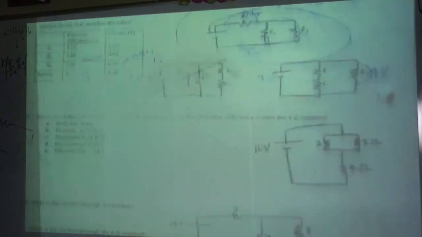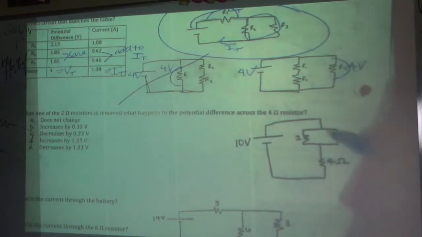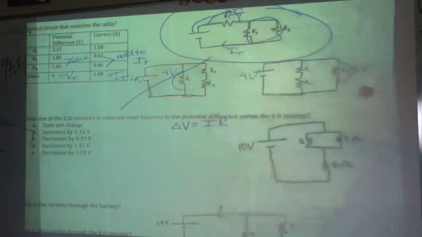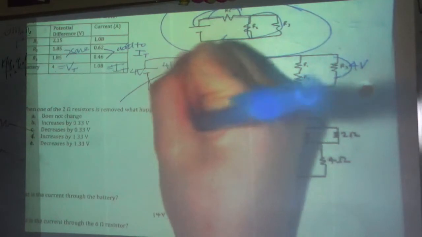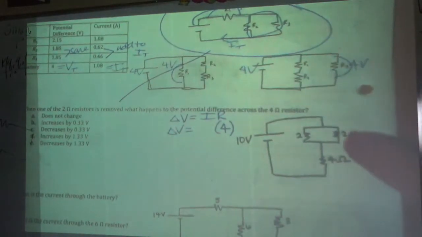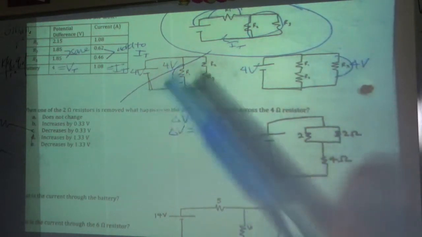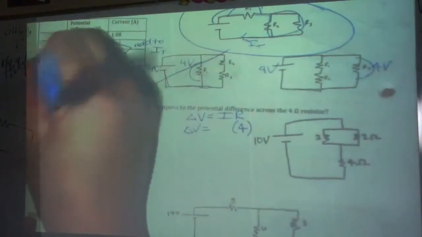All right, number 4, when one of the 2 ohm resistors is removed, so I'm going to take this out, what happens to the potential difference across the 4 ohm? Well, the potential difference across the 4 ohm is just the current times the resistance. The resistance is still the 4 ohm, so it's just whether my current has changed. If I take out a resistor, I've changed the equivalent resistance of the circuit, so I've changed the total current through the circuit, which means I've changed the total current through the 4. So it is going to change, so that's how we know it's not A.